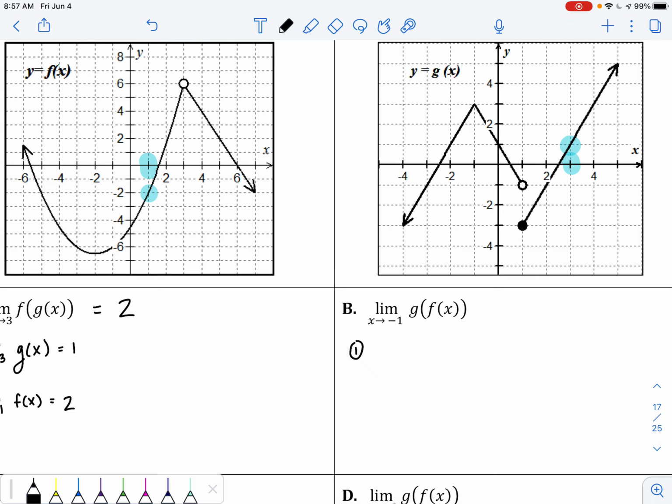Let me change the size of my highlighter for the next question. Okay, so now we have the opposite. We have g on the outside of f. So now we're going to start with the limit as x approaches -1 of f of x. Okay, so at -1, f of x is continuous. So we have -1 here. So that's going to put me down at -6.